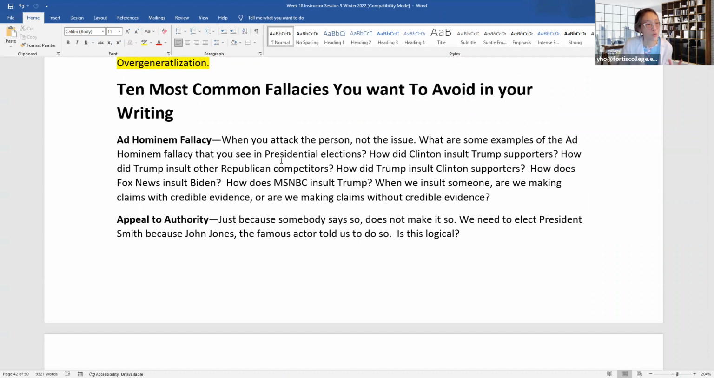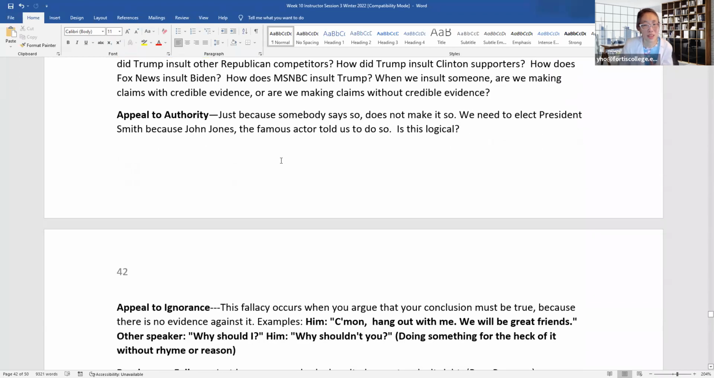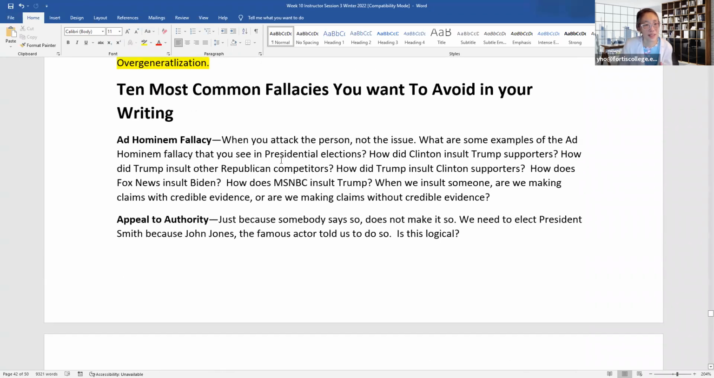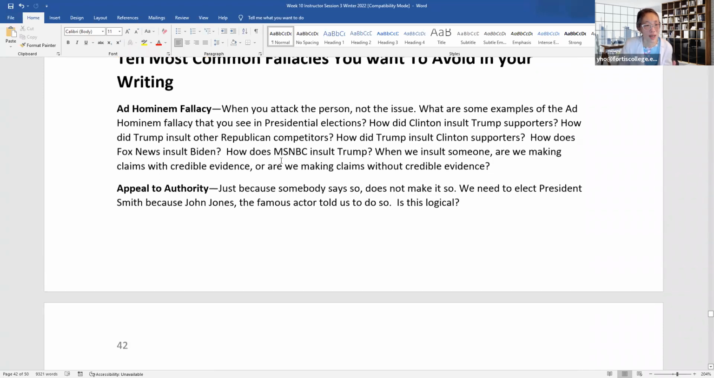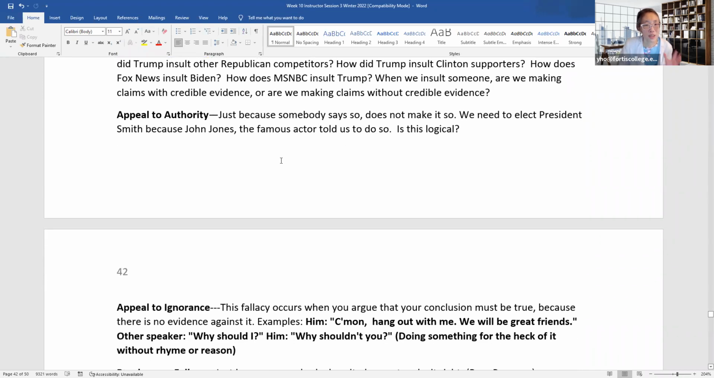And they would, I think one of them called each other despicable, and the other one called themselves some other name. And so when you say someone is despicable, that's not really talking about the issues. Appeal to authority. Just because somebody says so does not make it so. So if I say Michael Jordan says we should buy these sneakers, just because Michael Jordan says these sneakers are good, that doesn't mean those sneakers are any good.